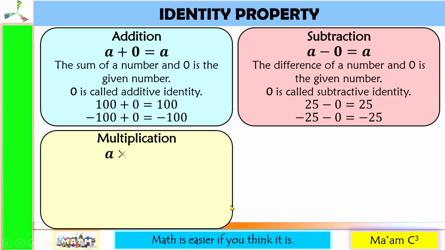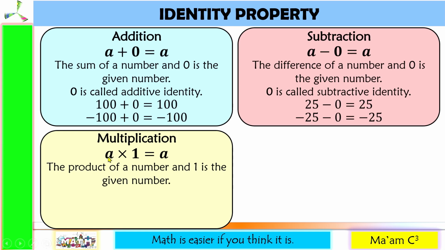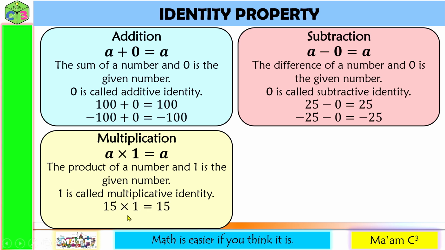For multiplication, a times 1 is equal to a. This means the product of a number and 1 is equal to the given number. 1 here is what we call multiplicative identity. Example, 15 times 1 is equal to 15. So the number is 15 multiplied by 1. The answer is the same number itself. Another one, negative 15 times 1 is equal to negative 15. So again, the number is negative 15 multiplied by the multiplicative identity, which is 1. The answer is the same number itself.